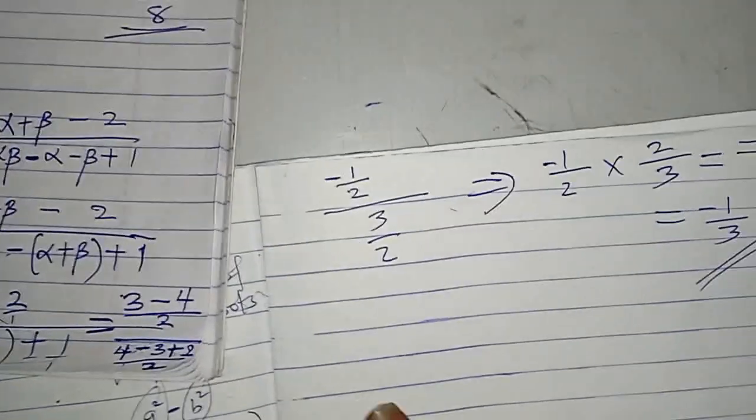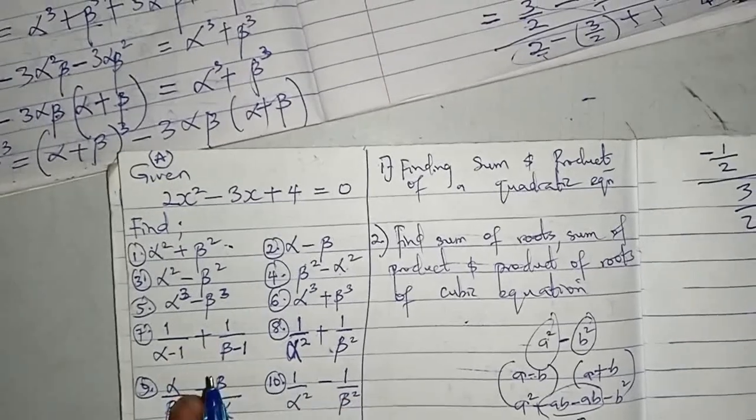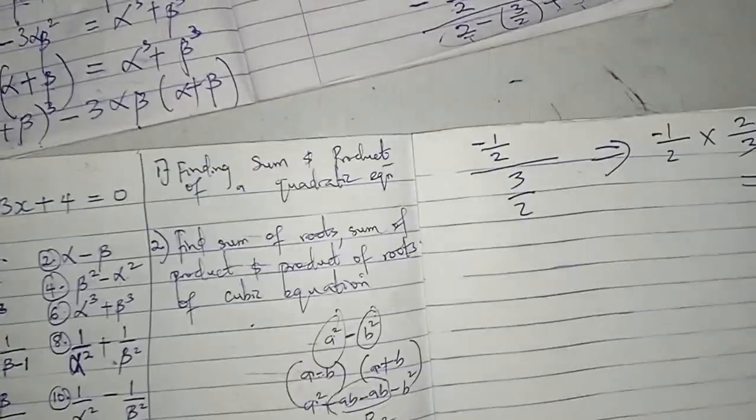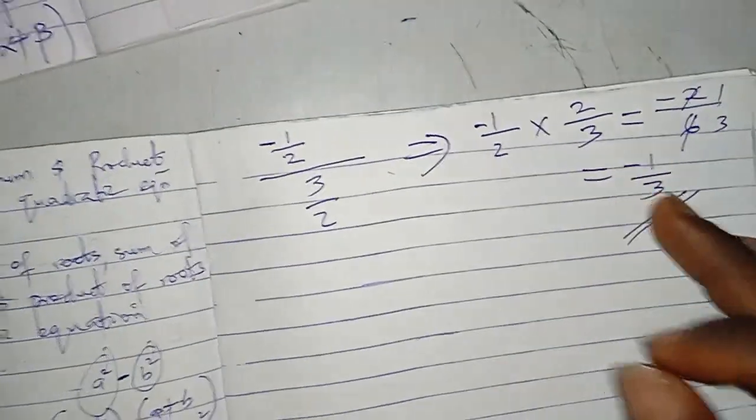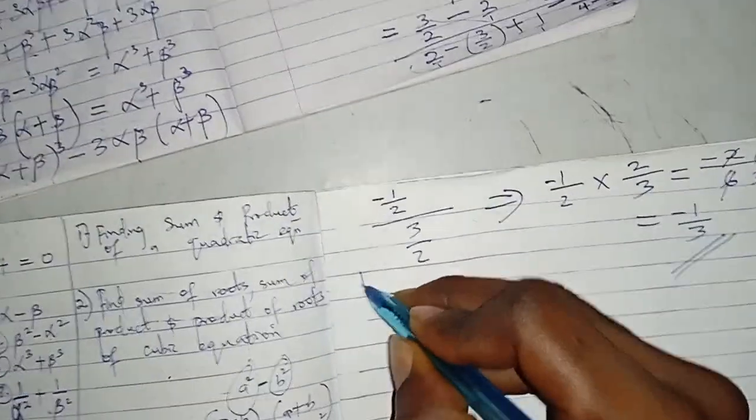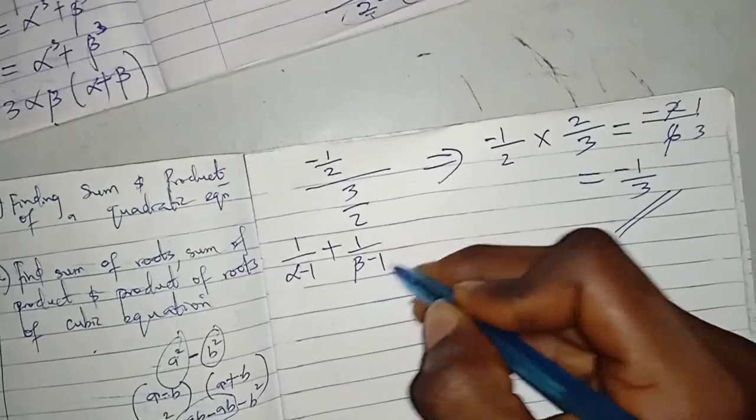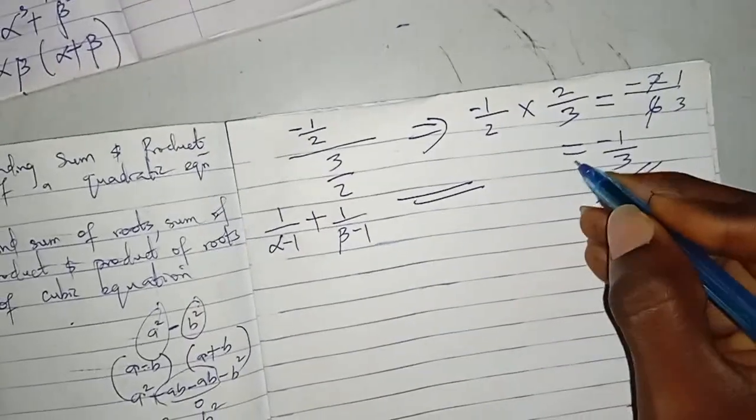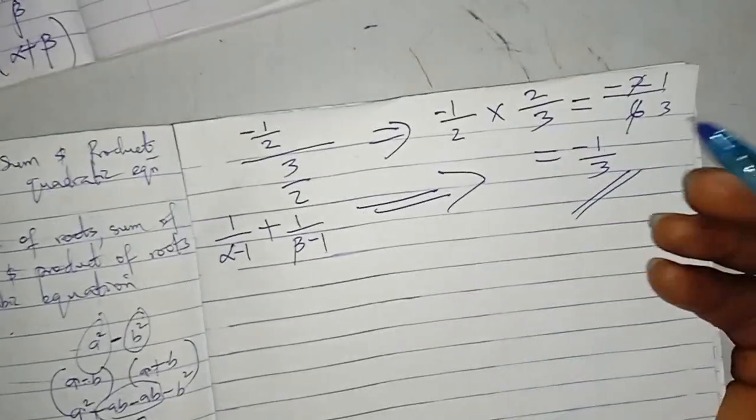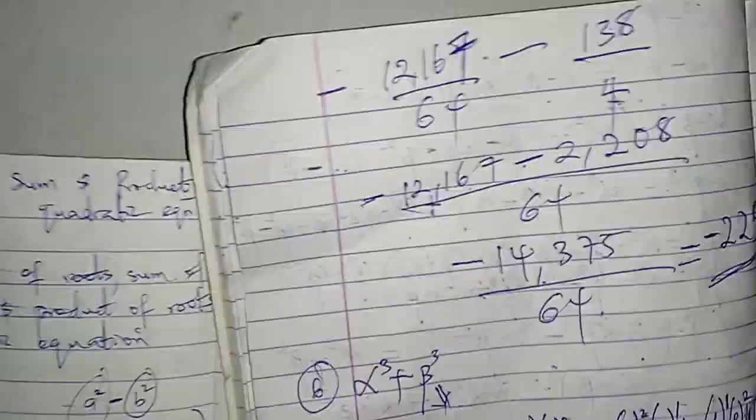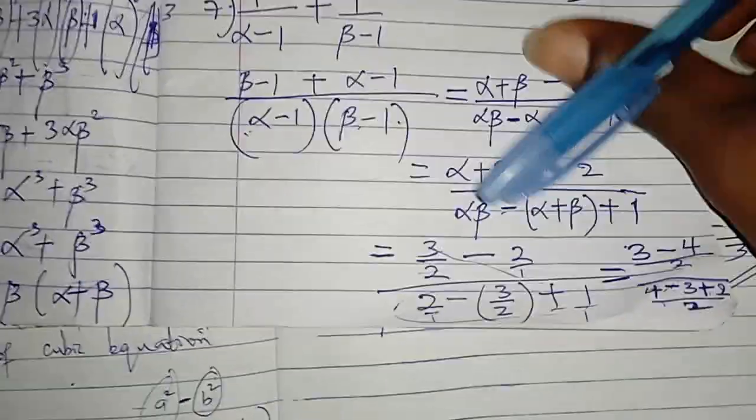So the value 1 over alpha minus 1 plus 1 over beta minus 1 is equal to minus 1 over 3. So 1 over alpha minus 1 plus 1 over beta minus 1 is equal to this. So that's what you get. So let's look at the next one. Remember, this is where we started.